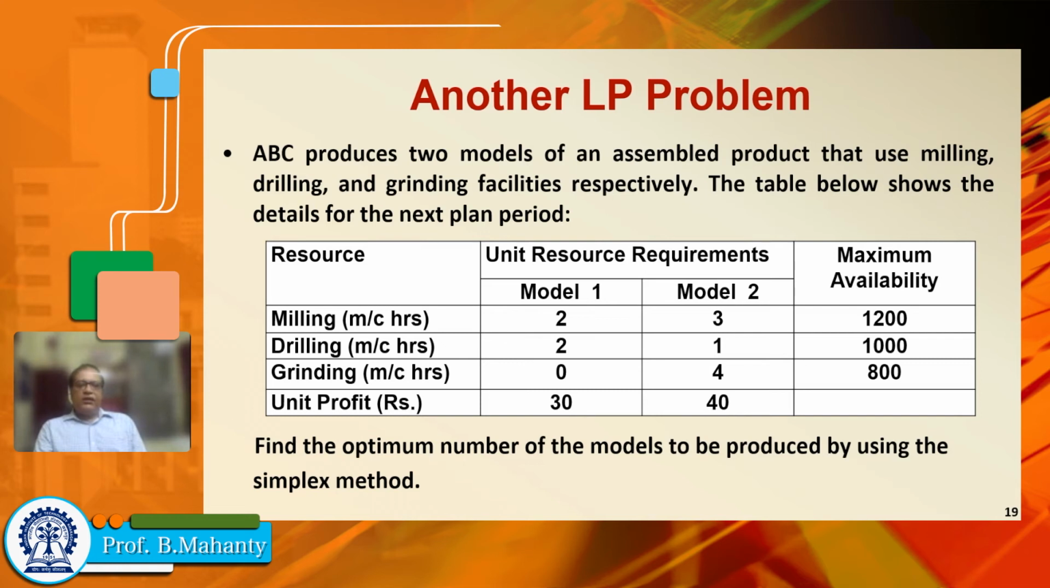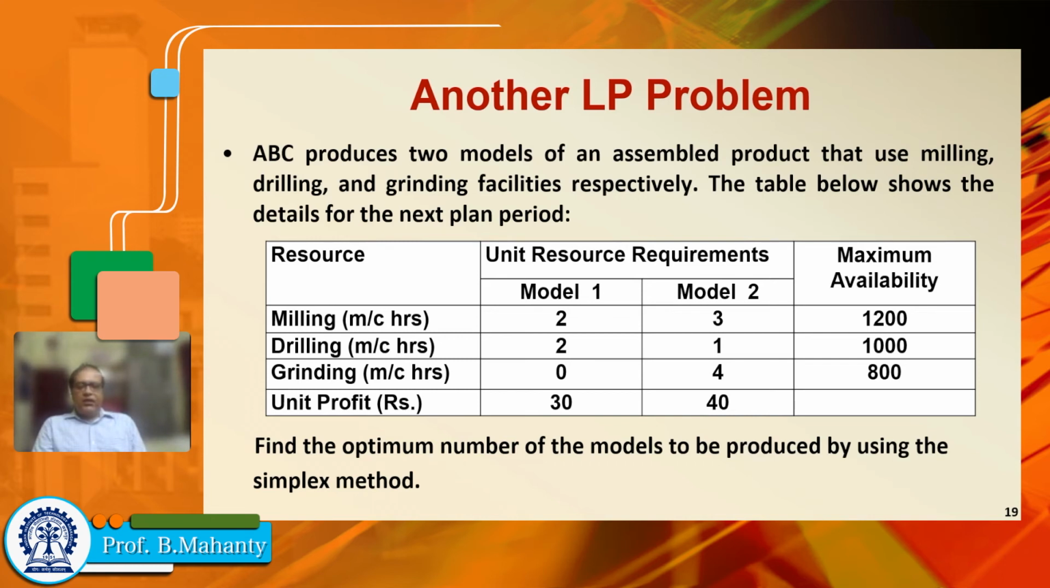And the profit coefficients are 30 and 40 per unit respectively. And how much is maximum available? 1200, 1000 and 800. So find the optimum number of models to be produced by using the simplex method. So what is the objective function? What are the decision variables? First of all, can you see that the decision variables are x1 and x2? x1 is the number of model 1 to be produced.